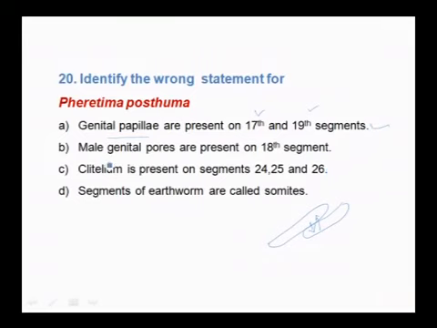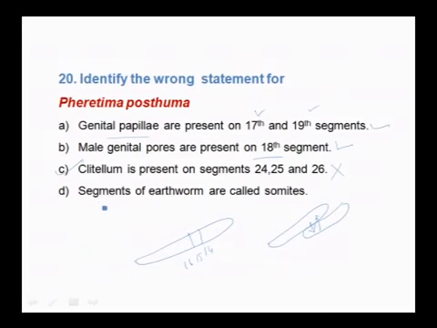Look at the second one. Male genital pores present at 18th segment. This is also correct. Clitellum is present on the segments of 24, 25 and 25th segment. This is wrong because clitellum, the band-like structure, is present at 14th, 15th and 16th segment. This is the wrong statement. The wrong statement is option C.